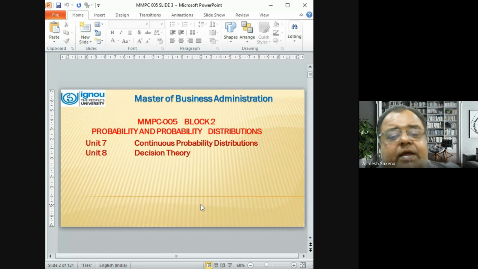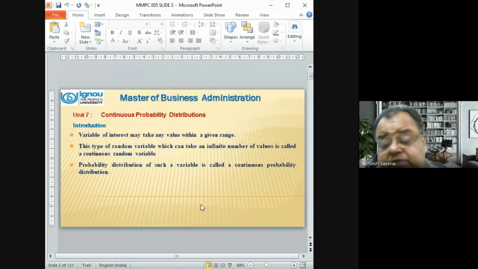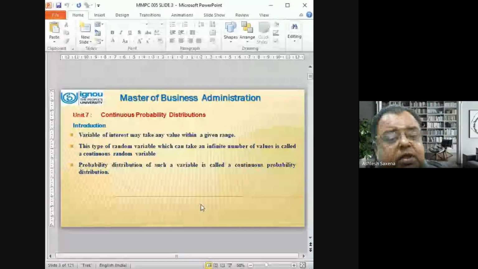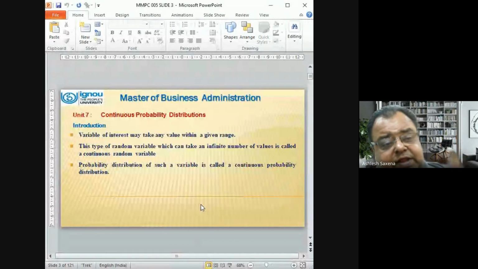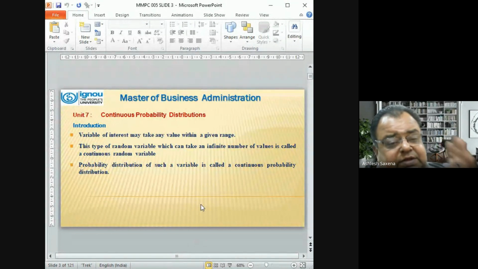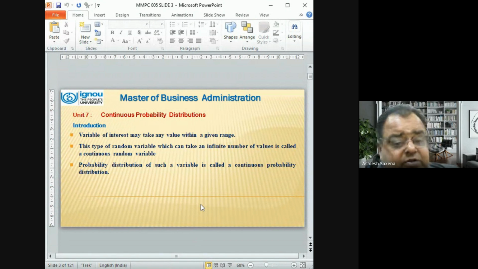We will be talking about unit 7, that is continuous probability distribution and decision theory. Here, the variable of interest may take any value within a given range. This type of random variable, which can take an infinite number of values, is called a continuous random variable. The probability distribution of such a variable is called a continuous probability distribution.